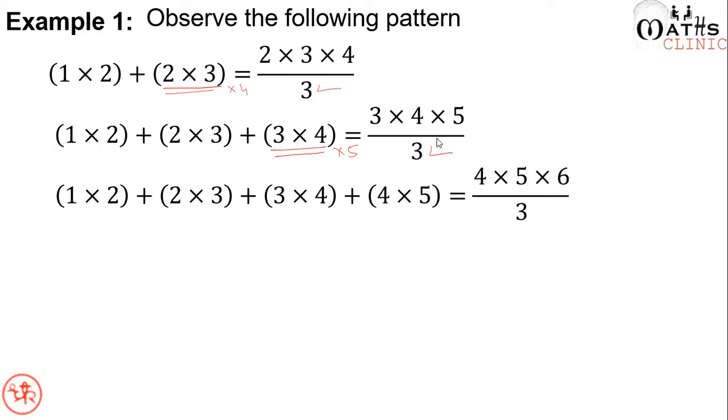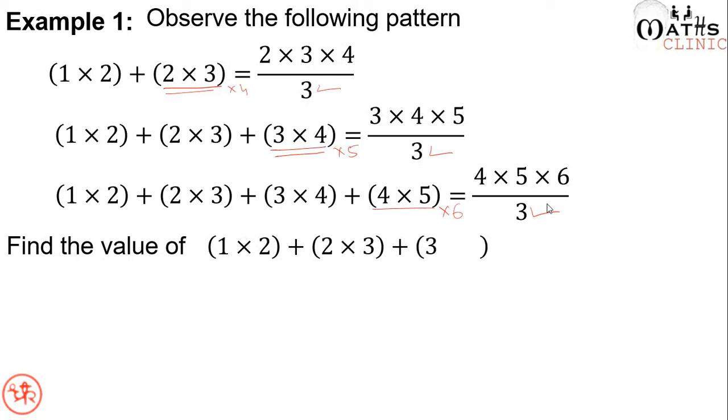ओके, नाउ द नेक्स्ट पैटर्न, 1 × 2 + 2 × 3 + 3 × 4 + 4 × 5, सो इट इज इक्वल टू व्हाट? 4 × 5 × 6 / 3। ओके, लुकिंग एट दिस ट्रेंड, फाइंड द वैल्यू ऑफ 1 × 2 + 2 × 3 + 3 × 4 + 4 × 5 + 5 × 6। क्या होना चाहिए अकॉर्डिंग टू दिस?